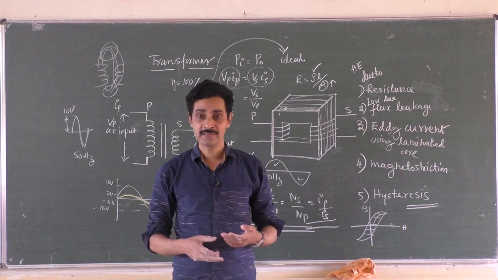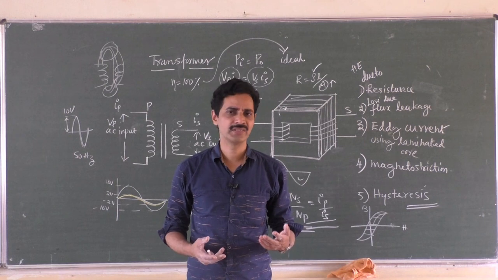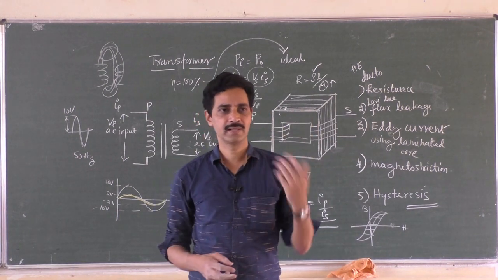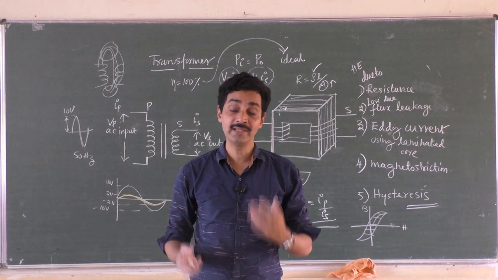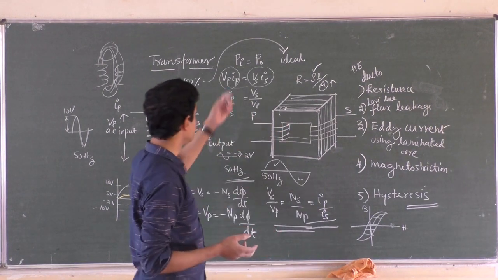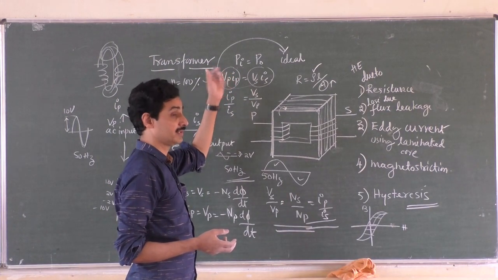Especially, all of it finally leads to energy loss in the form of heat, right? So what are the reasons for the energy loss in a transformer? Why is the output power not exactly equal to the input electrical power? It is not an ideal transformer.